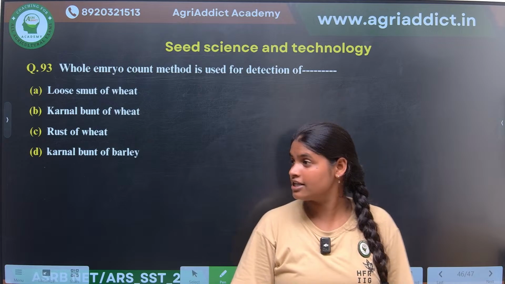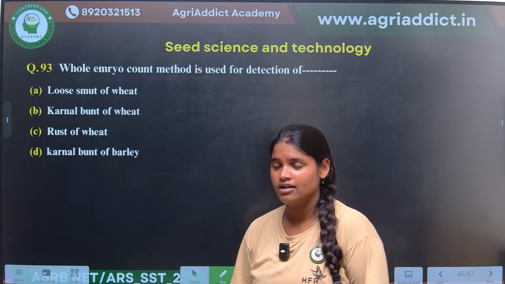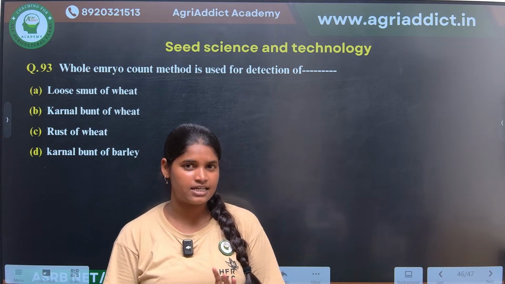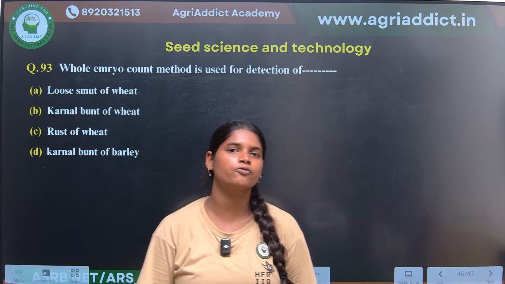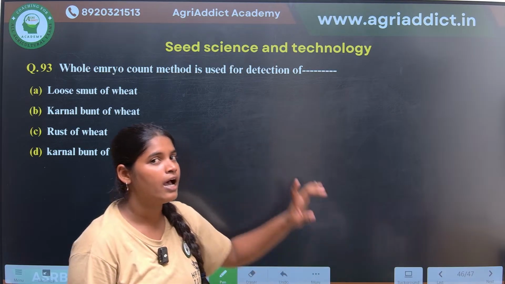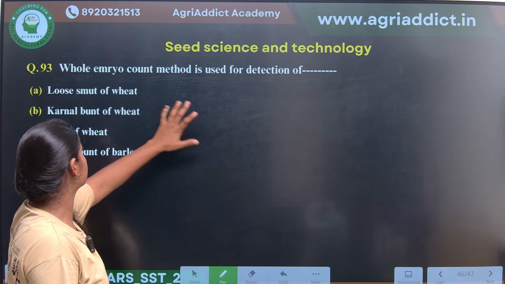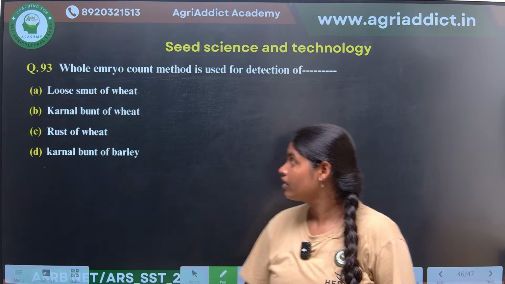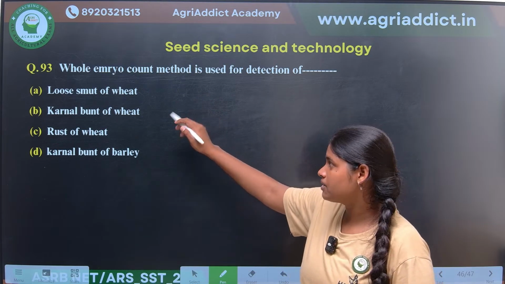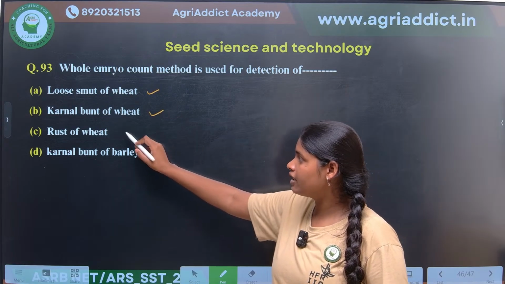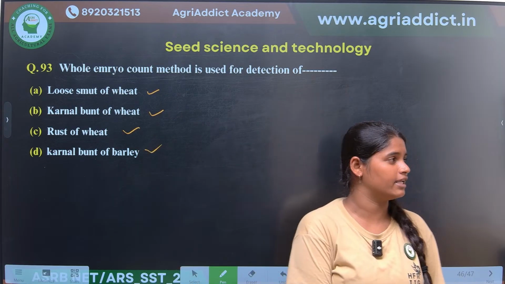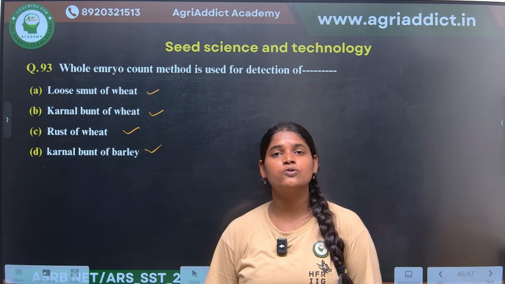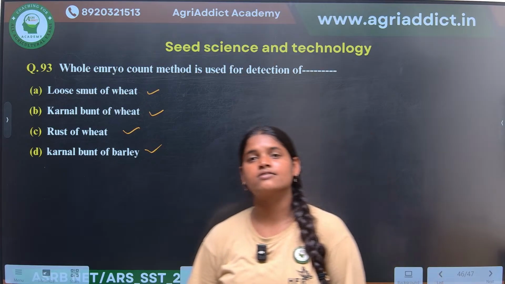Okay. The next question is, this is the last question of our session. Very important question. In the last part, I have already told you there are 6 designated diseases in India. Just make a list of those and what are the permissible limits for those. This is related to that, try to answer this. Whole embryo count method is used for detection of which disease? Options are loose smut of wheat, karnal bunt of wheat, rust of wheat, and karnal bunt of barley. Answer this question. Whole embryo count is used in which disease?